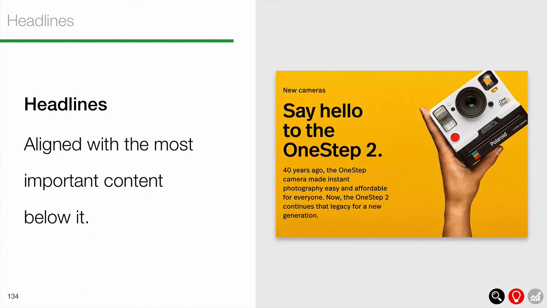And again, another example of how you could use headlines and how you could impact your users is having those headlines aligned with the most important content below it. So you can have a big headline, and then you can maybe have that stand first with, again, prominent font, which leads the user to want to read more and find out more about what's going on.